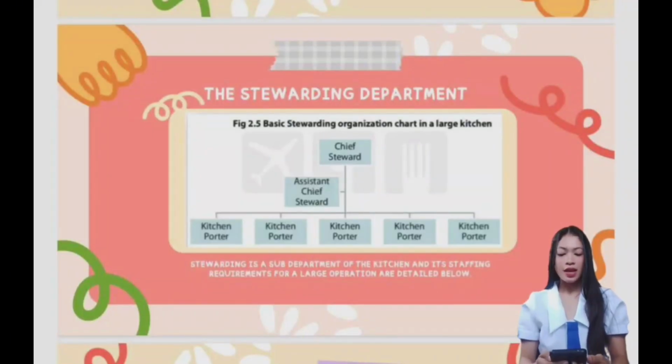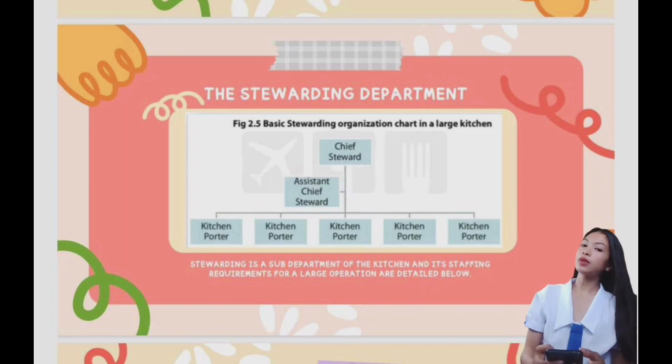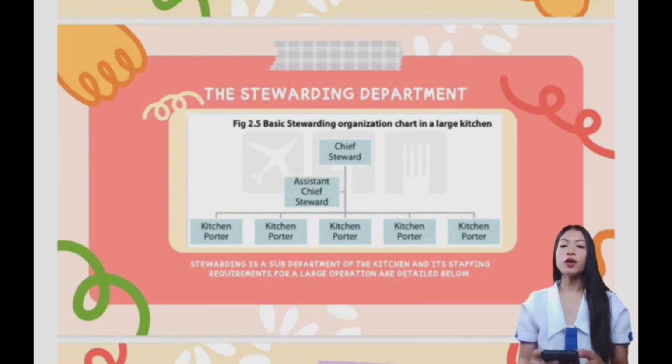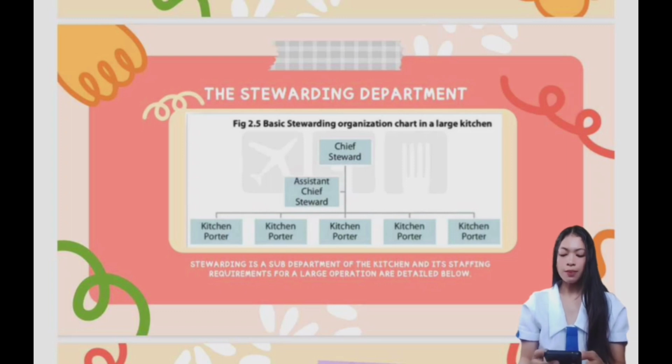So we have the stewarding department. As you can see, this is the basic stewarding organization chart in a large kitchen. Behind my back, we have first the chief steward and below, the assistant chief steward and the five porters, the kitchen porters. Stewarding is a sub-department of the kitchen and its staffing requirements for a large operation are detailed below.